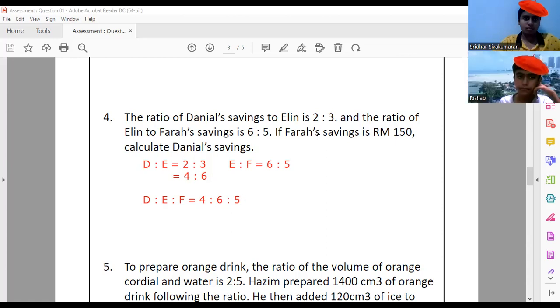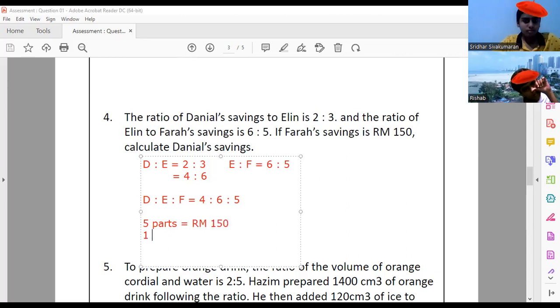Okay, so now we want to work on the numbers. If Farah's saving is 150, so where is Farah? We look at our ratio here. This is Farah. Farah has got 5 parts. Yes or not? So 5 parts is equivalent to RM150. 1 part. Take out your calculator, or if not, you use your brains. How much is it, darlings? 30. Very good. 30.